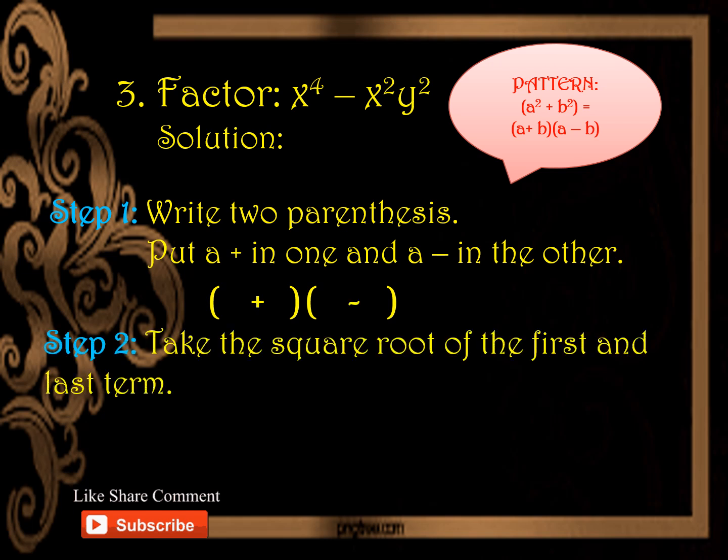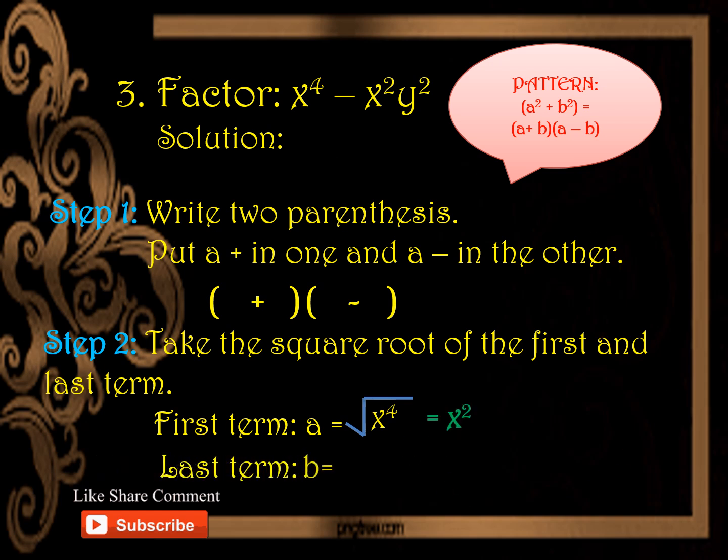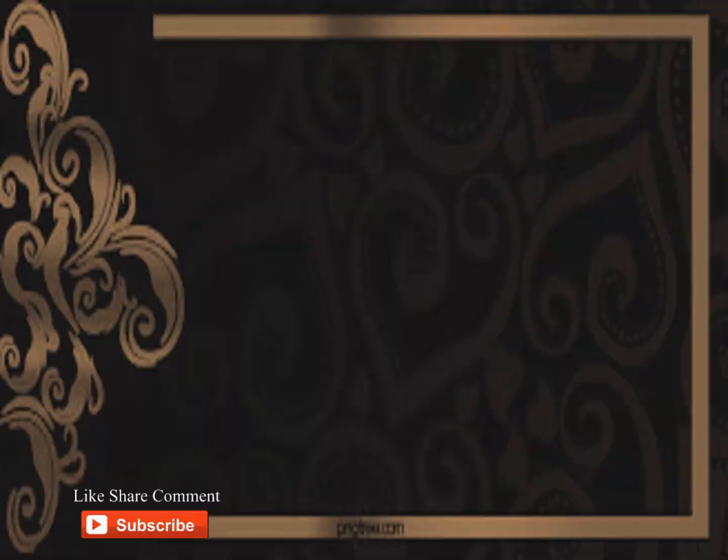So step 2, take the square root of the first and last term. Our first term is x raised to 4, and our last term is x squared y squared. So the square root of x raised to 4 is equal to x squared, and the square root of x squared y squared is equal to xy.